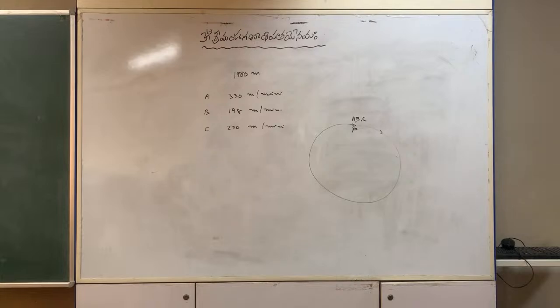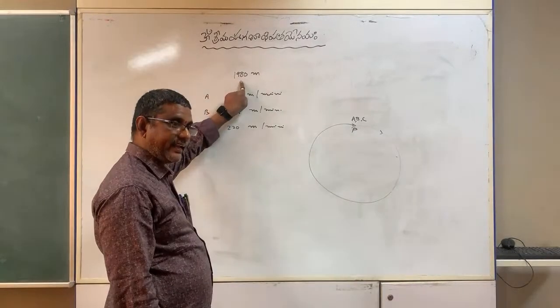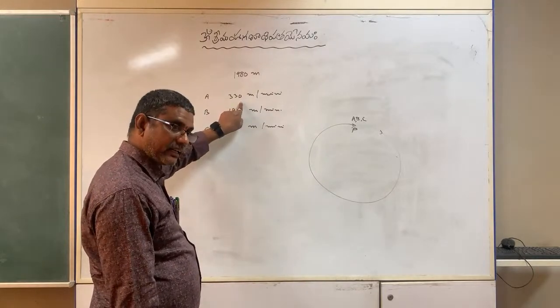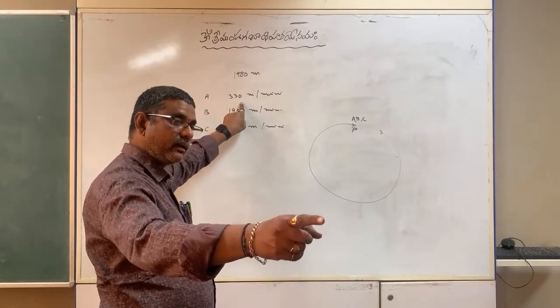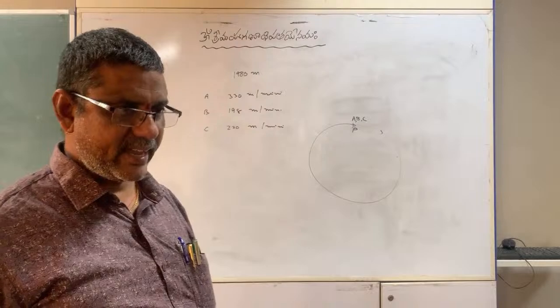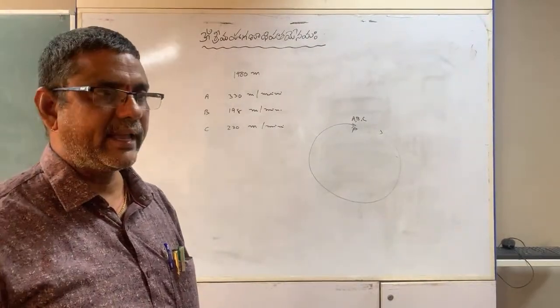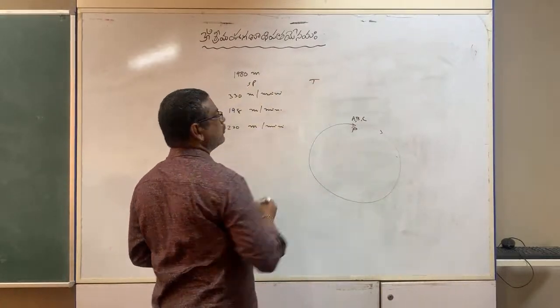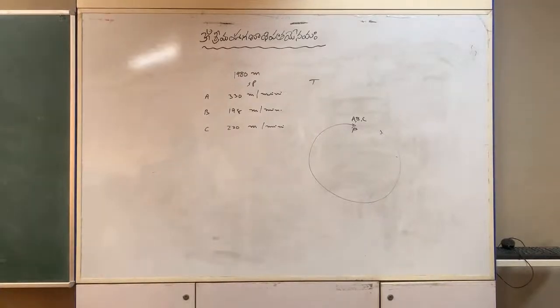చూడండి క్వశ్చన్, మంచి క్వశ్చన్ ఇది. Circumference is given, 1980. This is your speed, 330. In 1 minute you can cover 330 meters. Then how much time is taken by you to cover 1980 meters? Distance by speed. ఫస్ట్ టైం కనుక్కోండి. ఇది స్పీడ్ కదా, టైం కనుక్కోండి మూడింటికి. Find out A's time, B's time and C's time.